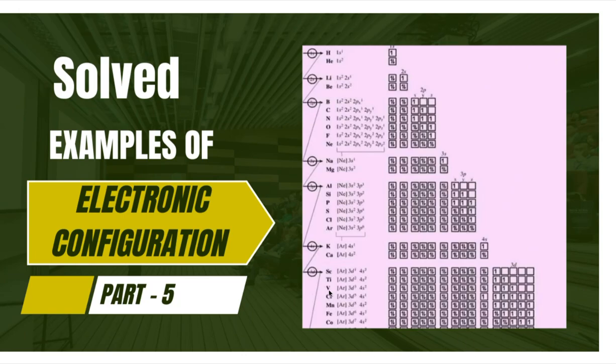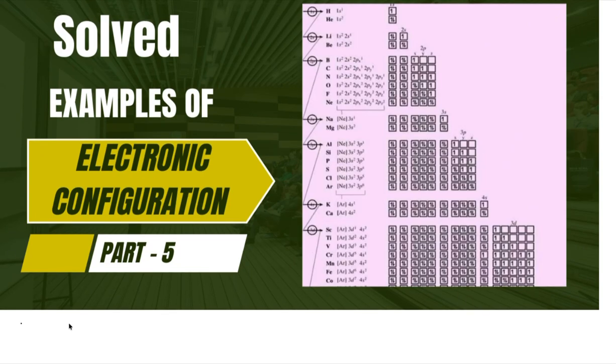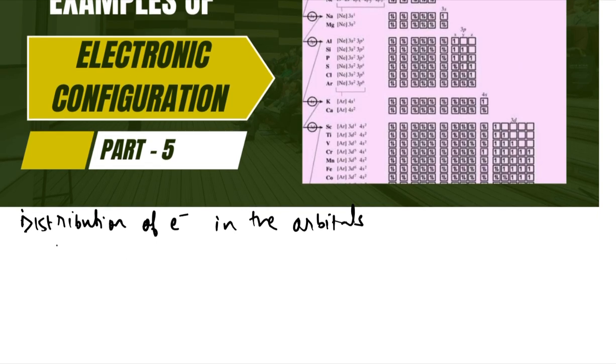Okay, so we will start with the meaning of electronic configuration. What do you mean by electronic configuration? Electronic configuration is nothing but the distribution of electrons in the orbitals. And these are governed by different rules. There are two ways of representing this electronic configuration.